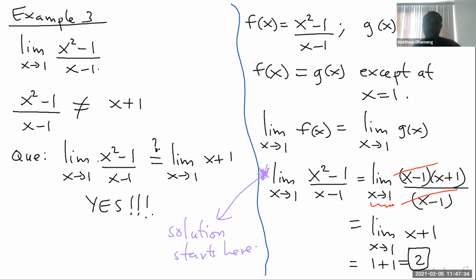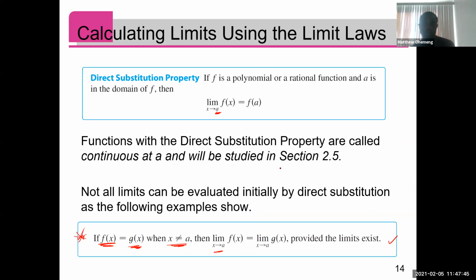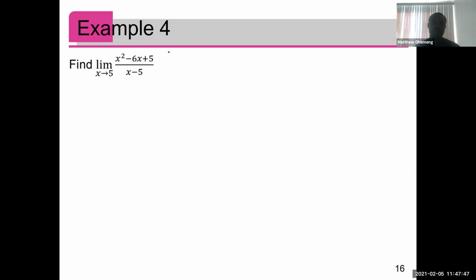So let's go back to the PowerPoint, unless you need time. Anybody needs time here? Okay, this one seems to be a lot of stuff, but it's good. Okay, so let's look at this one. So for this limit, find this. Okay, so let me see.